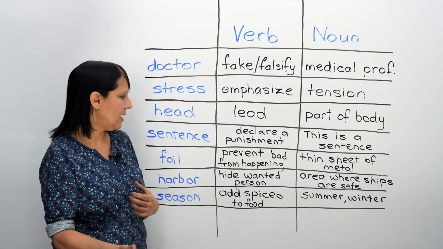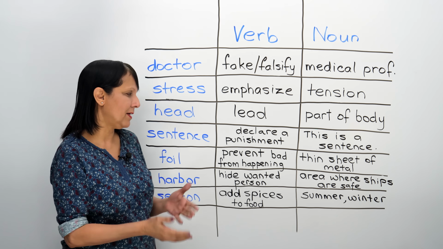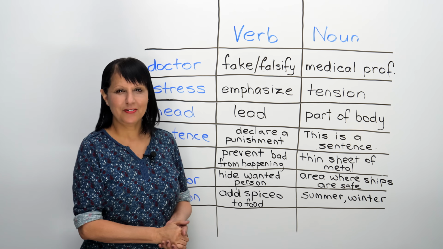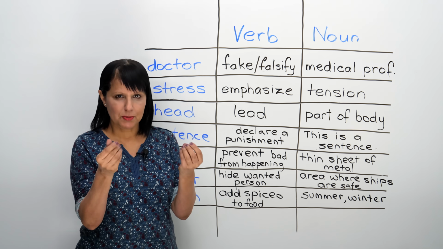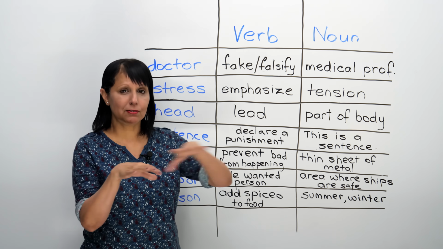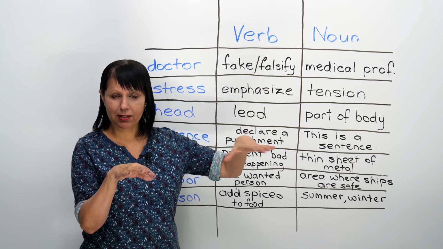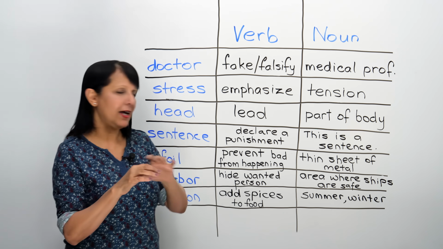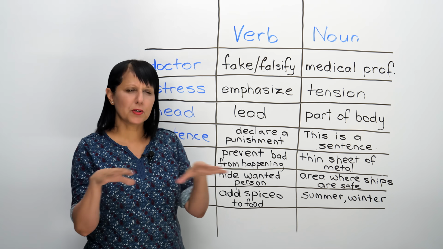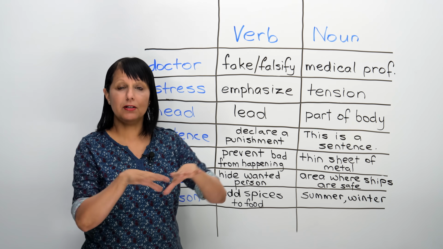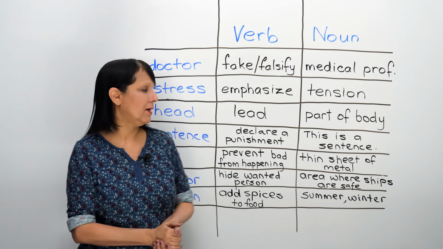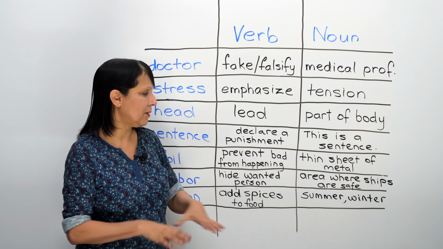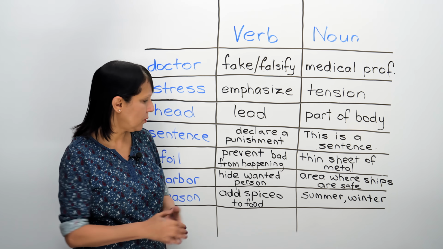Foil. Now, here there's a verb and a noun. So what's the noun? Perhaps you've used this material. Okay, it's shiny, it's silvery, it's a thin sheet of metal, very thin. And we use it when we're cooking, when we're baking. All right, aluminum foil. Have you seen it? You might have some at home.